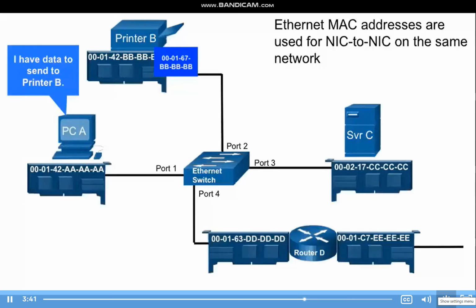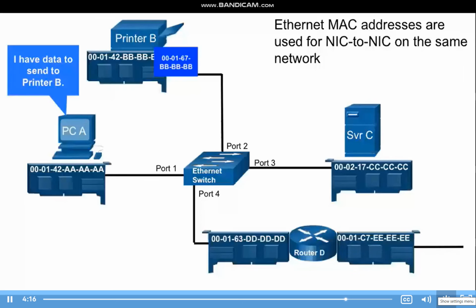Routers on an Ethernet LAN will also have an Ethernet NIC, which means it has an Ethernet MAC address. Notice router D has two Ethernet NICs, one for each network it is connected to. That is what routers do. They connect to multiple networks. Router D's Ethernet NIC, with the address that ends in all D's, is only used to communicate with other devices on the same network, with PC A, printer B, and server C.